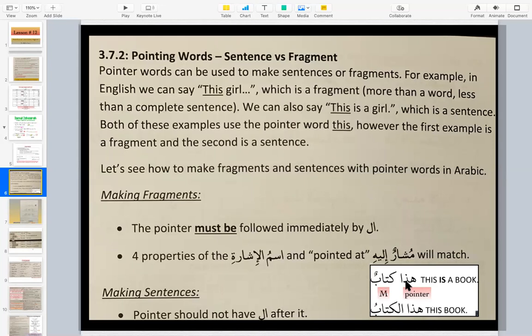And now on top over here, it says Haza Kitabun. So I don't see Al over here. So my invisible is came in between. So Haza has is now. So this is a book. This is how we are going to translate that.